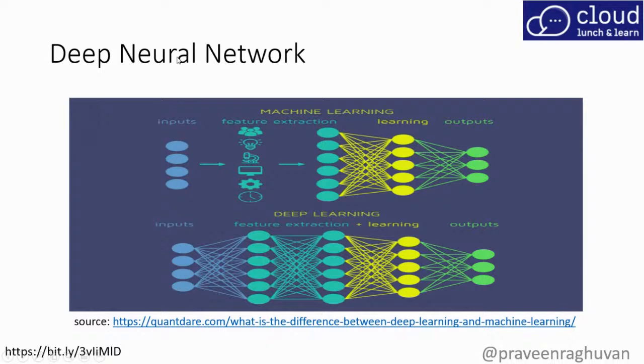So deep neural network, again, I'll talk a little bit more on this one. So this is a difference between a primitive machine learning and deep learning. The basic difference is that in machine learning, you provide the input, and there's something called feature extraction, wherein we extract the features from the data itself, and we pass them into the algorithms where the learning happens, and once the learning is done, we make a prediction of the output.